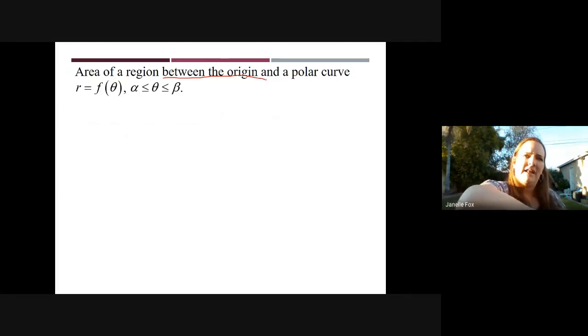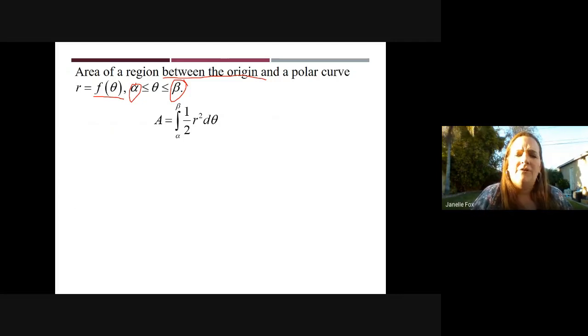Okay, so between the origin and the polar curve, a better way to think about that is the area that gets swept. When you do your polar curve, you can think about your elbow anchoring at the origin, and then the polar curve sweeps through the quadrants. So this is the area that is swept. We have our start theta at alpha, our end theta at beta, and r is some function of theta. So we're going to have the area of the sectors added all up.